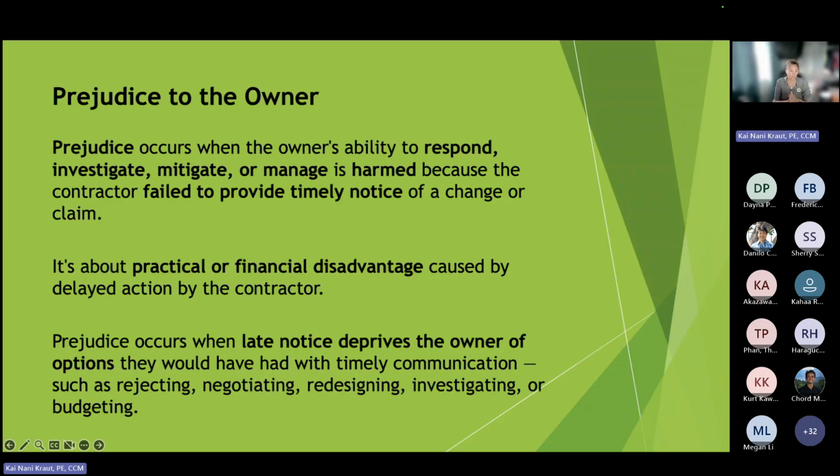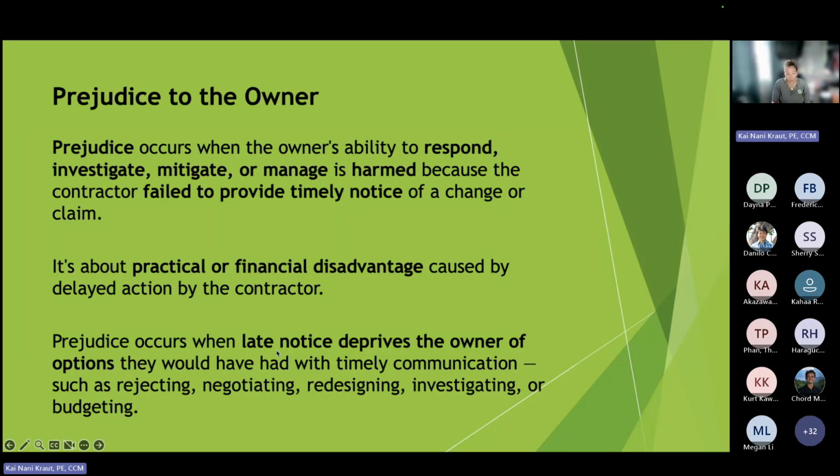So these are some definitions. What does prejudice to the owner mean? Prejudice occurs when the owner's ability to respond, investigate, mitigate, manage is harmed because the contractor failed to provide timely notification. It's about practical or financial disadvantage caused by the delay or action of the contractor. And I feel like this happens a lot when they don't give us cost proposals. They start performing the work. We don't know what it's going to cost. And I have an example, so we'll talk about it next.